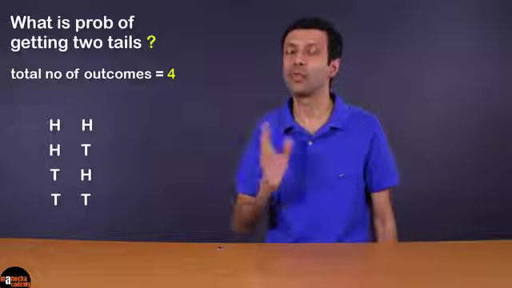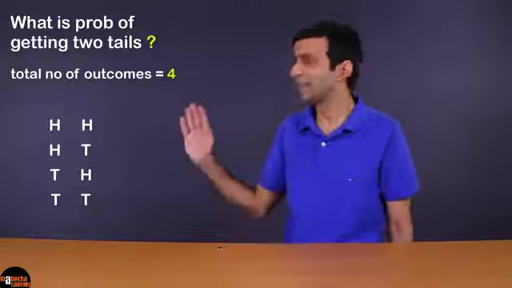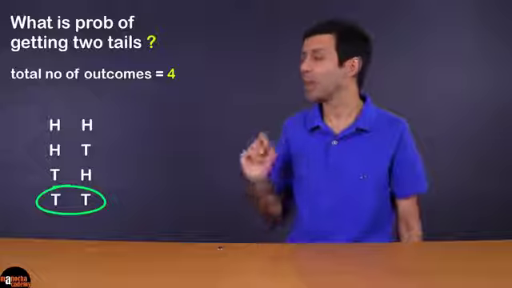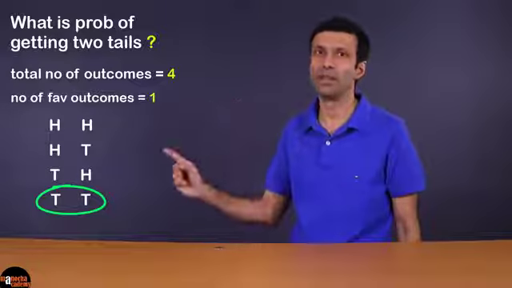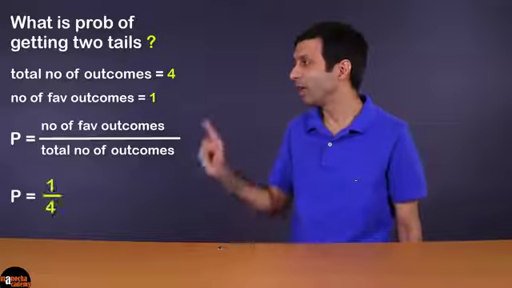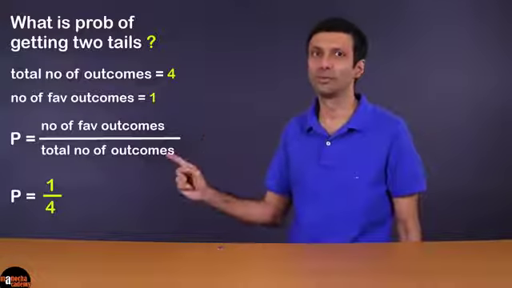And what is our favorable outcome? It is tails, tails. So getting 2 tails. So the number of favorable outcomes is 1. So the probability of getting 2 tails is going to be 1 by 4.